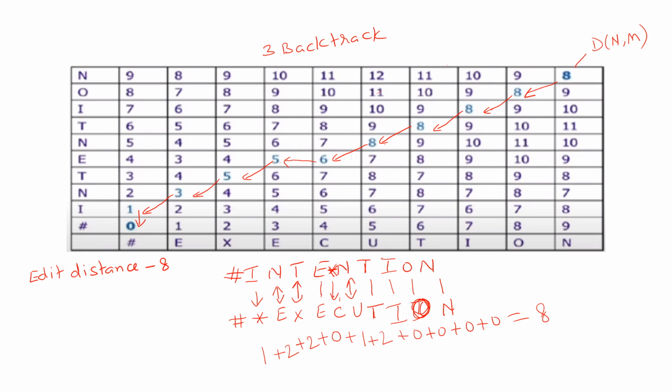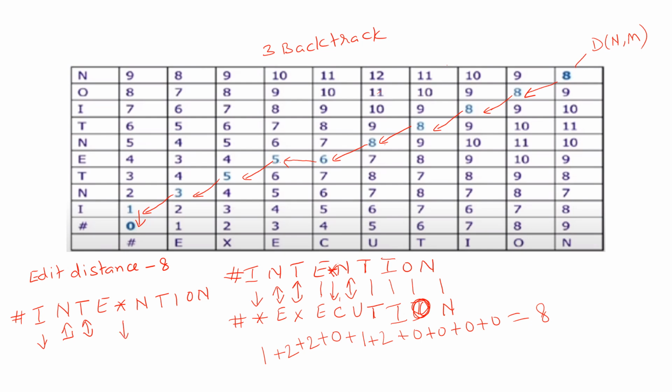So for intention to execution, let me write clearly. For change in intention to execution, what you require is one deletion, one insertion, and 3 substitutions. Rest all is copied as it is. So by this dynamic programming, we'll come to know how many insertions, substitutions, and deletions are required to change my string to the target string.